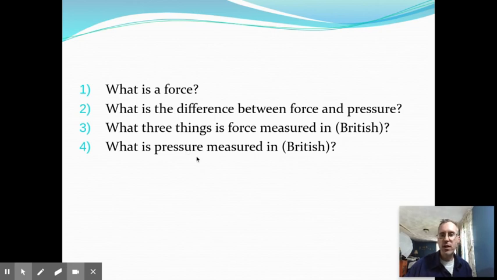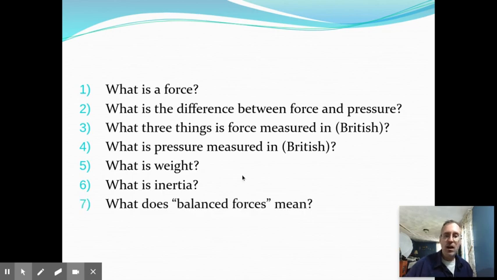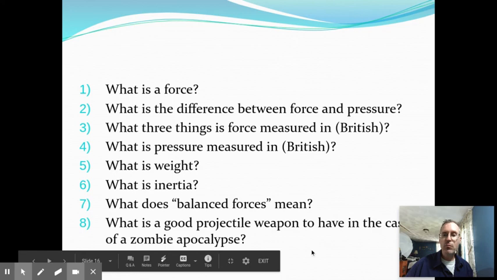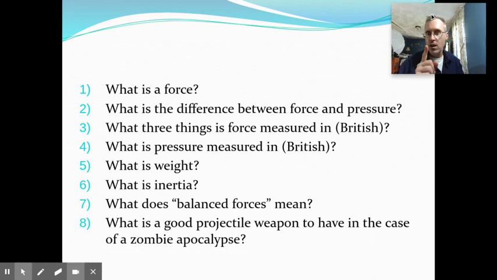What is pressure measured in, in the British system? What is weight? I expect that you know that. What is inertia? I expect that you know that. What does it mean when forces are said to be balanced? What is a good projectile weapon to have in the case of a zombie apocalypse? I'll give you a hint. Think Daryl Dixon. Okay. All right.